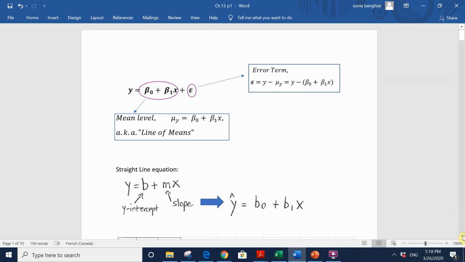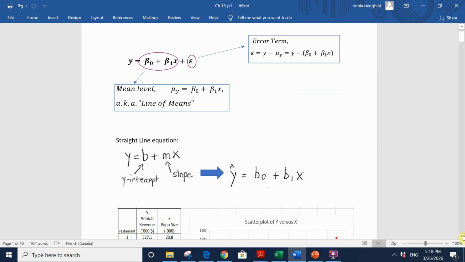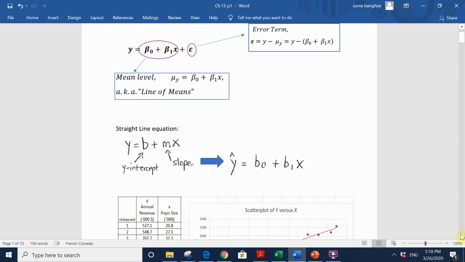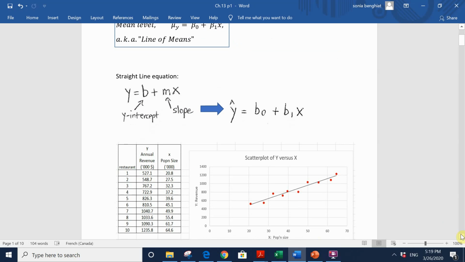Okay, so let's continue on over here. So if we have a straight line equation for the mean level, then basically we're going to have to solve for the y-intercept and the slope. And so that will be done, of course, when we start to look at sample data. So sample data means, of course, that we are looking at a fraction of all possible observations that are out there in a population, right?